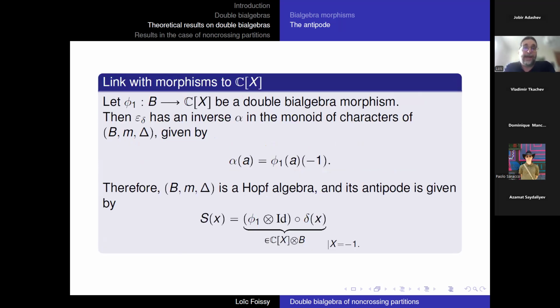Well, how to find alpha? If you know the double bialgebra morphism from B to the polynomials in X, the fundamental polynomial invariant, and you want to compute alpha, you just take phi evaluated at 1 and compute it at -1. And this gives you the inverse of this unit. And then you obtain the antipode, which is related to the fundamental polynomial invariant taken at -1.